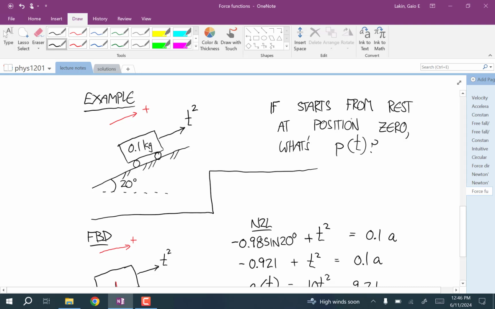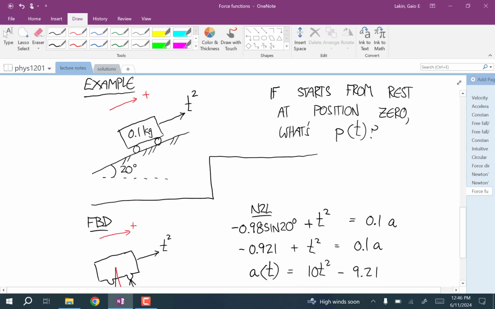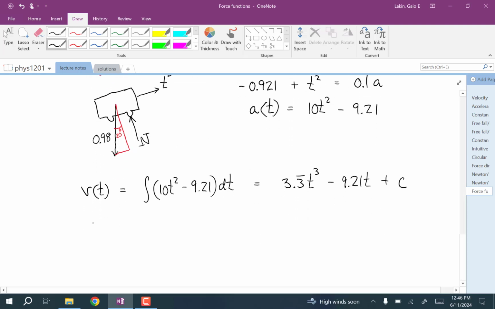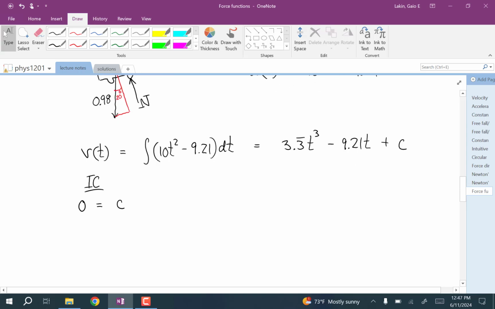Okay, well, we have to figure out what this c is, and we're given that at time equals 0, this cart is at rest. So the velocity is equal to 0 when time is equal to 0. So our initial condition says that the velocity is 0 when time is equal to 0. So the first term goes away at time equals 0. The second term goes away, and you get that c is equal to 0. So our final answer for the function velocity as a function of time is 3.3 repeating t cubed minus 9.21t plus 0. So I'll just leave it like that.